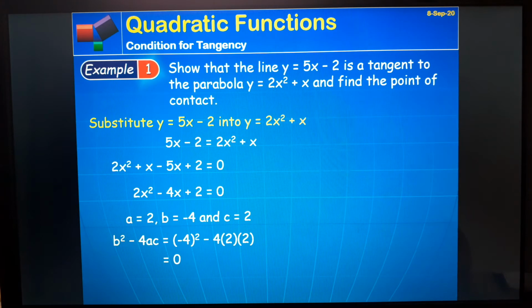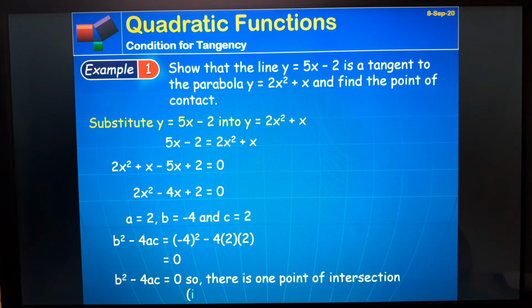But we also then need to be able to write the conclusion. Because we know that the tangent is equal to 0, the discriminant is equal to 0, that then means that the line is a tangent to the curve. So b squared minus 4ac is equal to 0, so state that again. So there is one point of intersection and the line is a tangent to the curve. Okay, and that's you proving it using the discriminant.